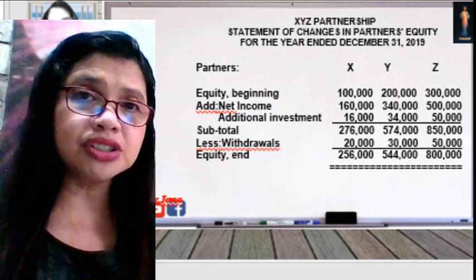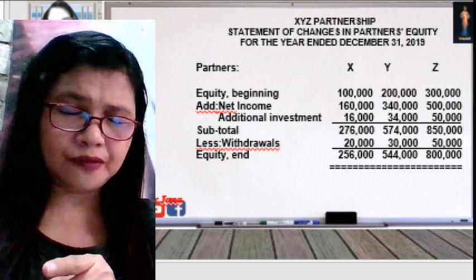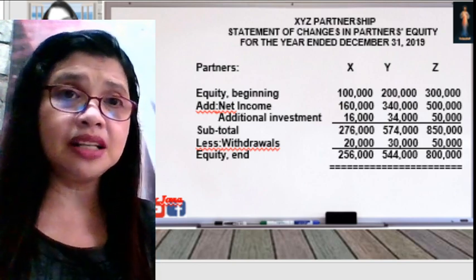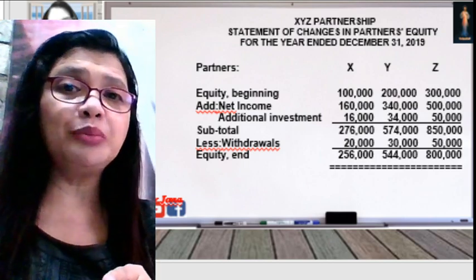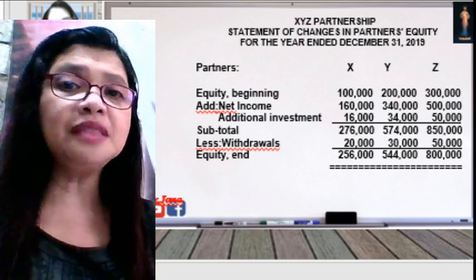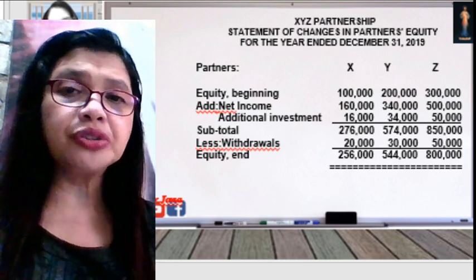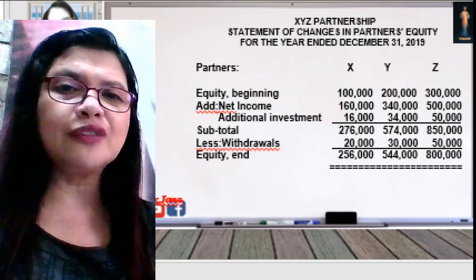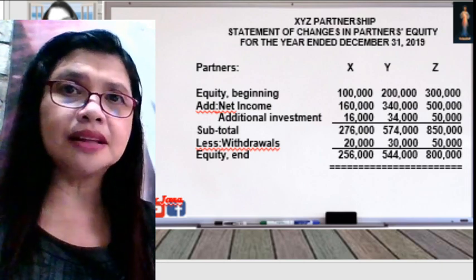Okay, 200,000, the contribution of Y, divided by the total equity, which is 600,000. 200 divided by 600 will give us 34%. And 300,000 is the share of Z, and you divide it by the total capital contribution of XYZ, which is 600. So 300 divided by 600 will give you 50%. So when you divide 1 million, you divide it pro rata, or according to their capital contribution.